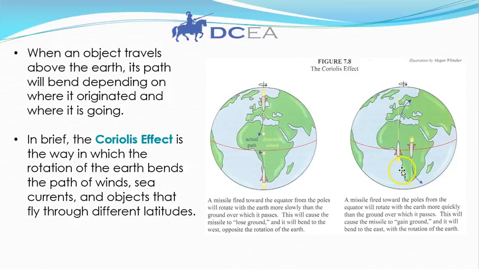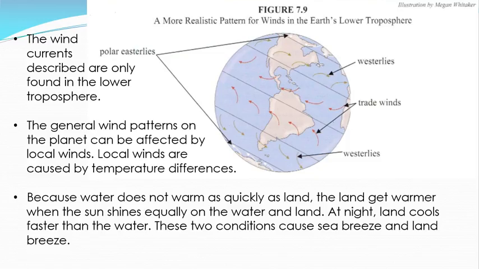So you can see that in this picture they have these rockets, and if you shoot off a rocket, it just doesn't go straight in its orbit. It actually begins to bend because the Earth is rotating. So this creates an actual more realistic pattern here on this drawing of wind currents.